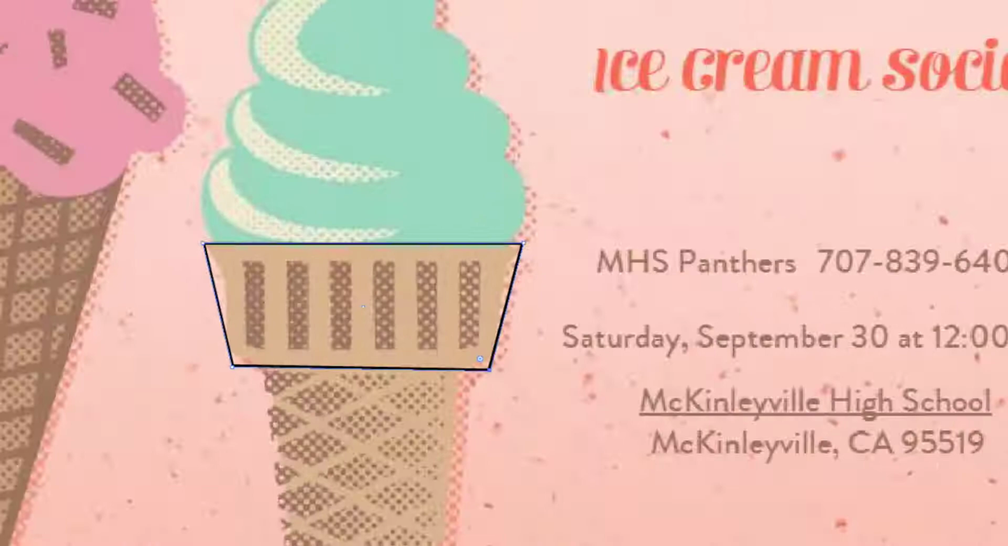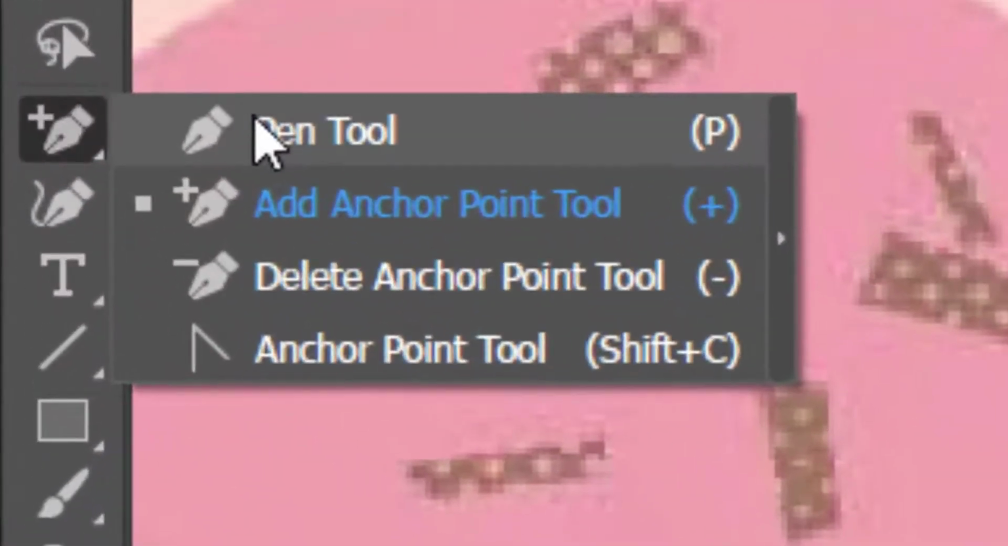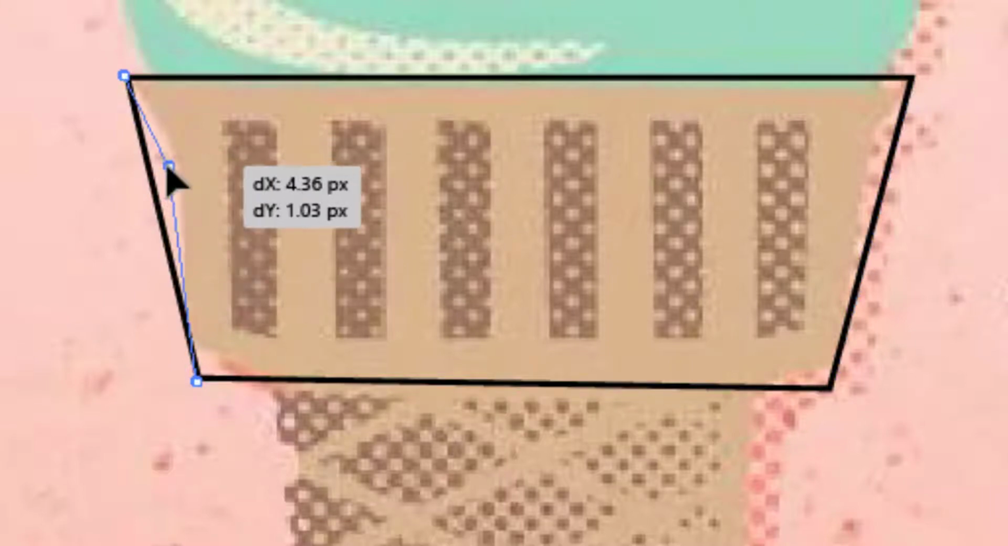Now I'm going to address this little indent right here by using the pen tool and selecting the Add Anchor Point tool. So right about where the curve starts, I'll go ahead and click to add an anchor point and do it about the same spot on the other side. So click on the line to add an anchor point. Now with the direct selection tool, I'll simply click that new anchor point and drag it in, and I'll do the same thing on both sides.